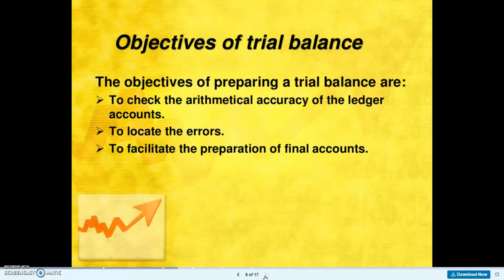Objectives of trial balance. The first one is to check the arithmetical accuracy of the ledger. Second is to locate the errors. And third is to facilitate the preparation of final accounts. So these are the three basic objectives of preparing a trial balance.